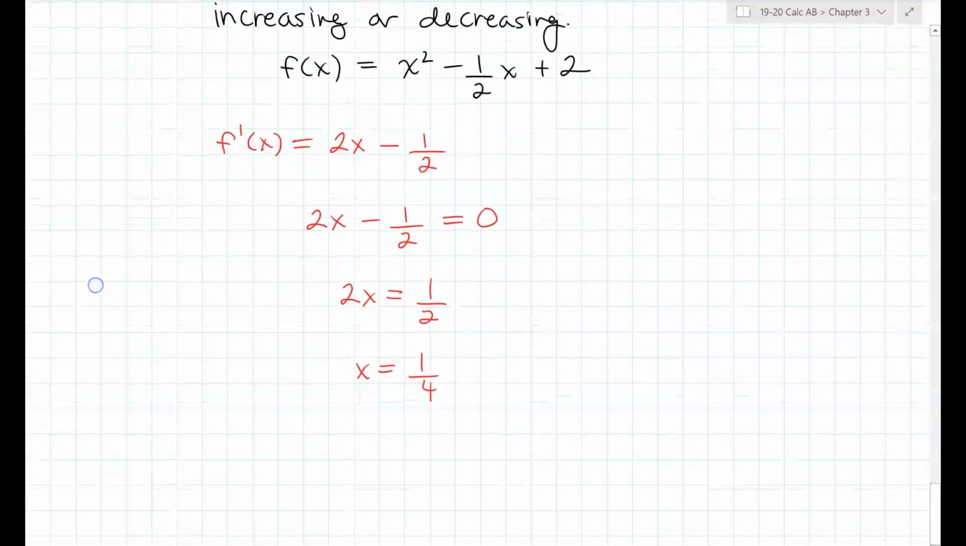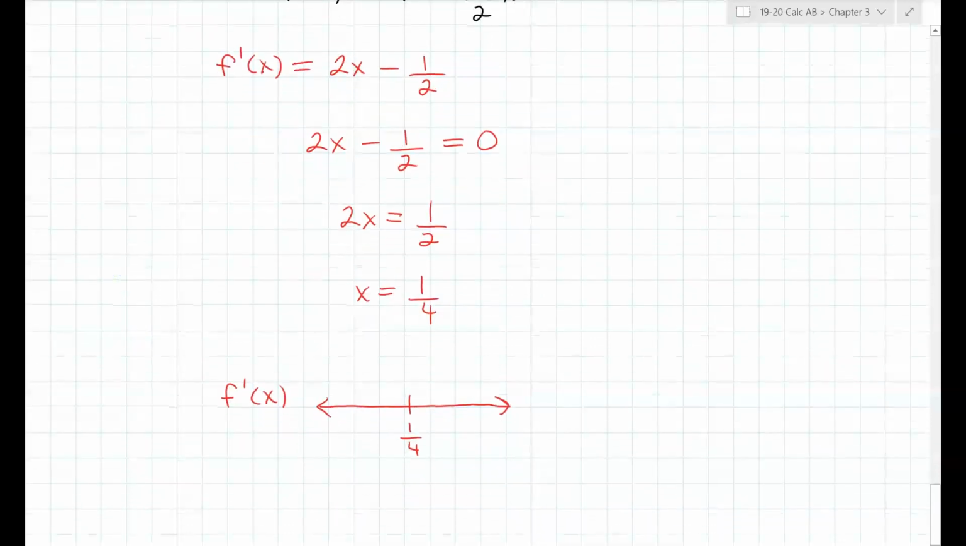Okay, once I find this critical number, I create my sign graph. And here's my 1/4. And what I'm going to do is use a little bit of scratch paper, right? So I'll just do stuff on the right side. I'm going to figure out what happens before and after 1/4. So I'm going to try a 0 and a 1. So f prime of 0 and f prime of 1. That's what I'm going to work on.